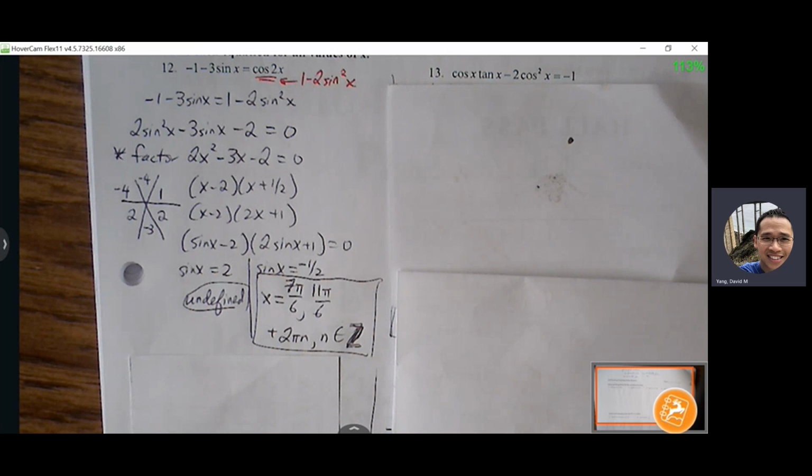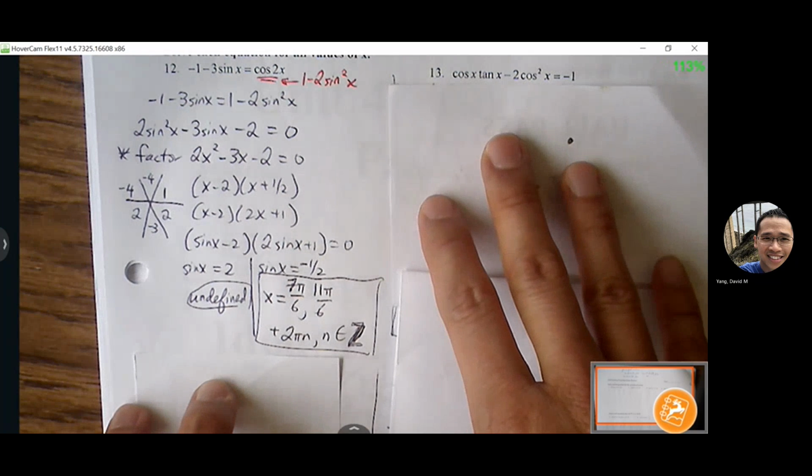Okay, look at 13. Cosine x tan x minus 2 cosine squared equals negative 1. Any thoughts as to how you may want to start this? What's sticking out right now in this equation? A tangent, right? Let's get that in something that's easier to work with, right? So let's put that in a different form. And then we can kind of make a decision as to what we should do next.